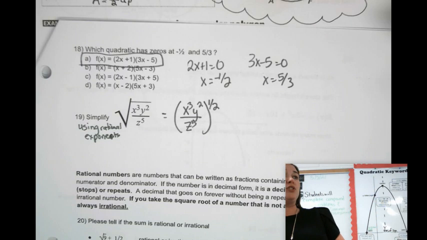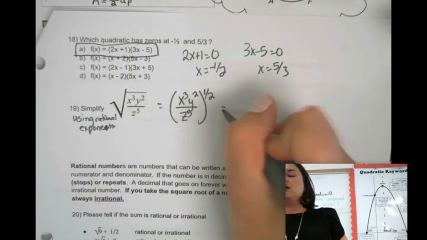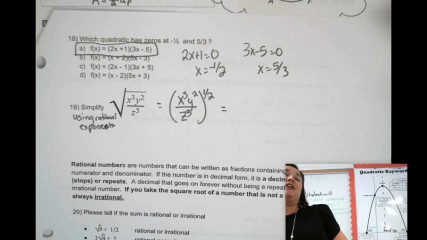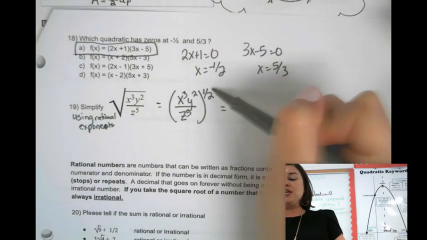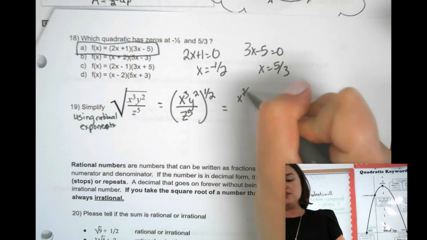And then I use my power rules to get the answer. I asked this in third period, and I did not get a great response. I'm going to ask again, hoping somebody remembers. When I raise a power to a power, what do I do to the exponents? Multiply. Very good. So 3 times 1/2 is 3/2.